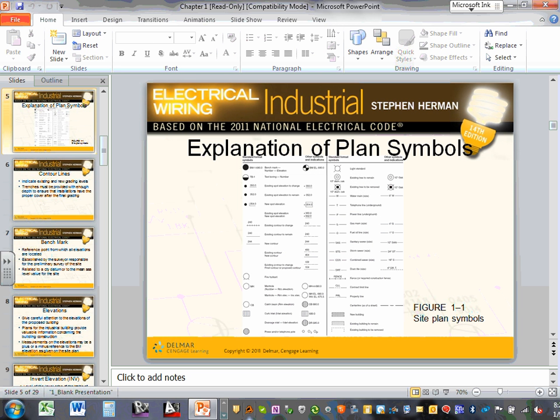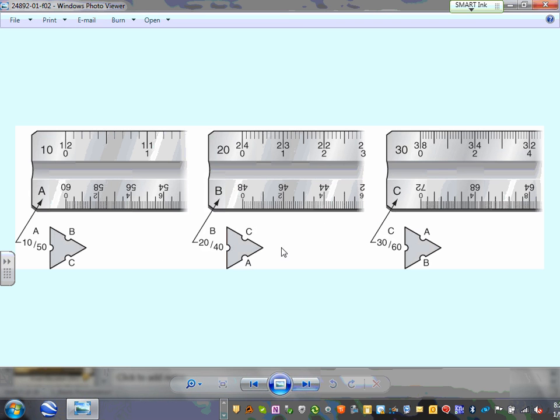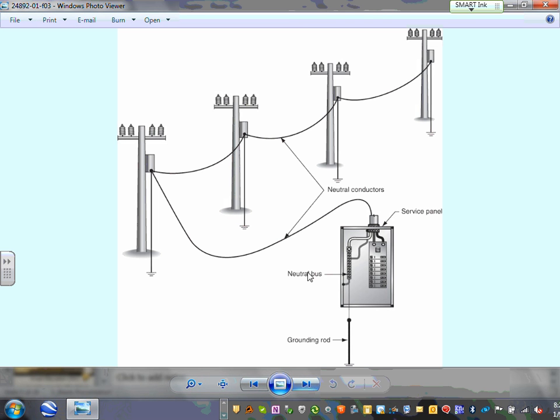So that's what I have. I want to show you a couple of other pictures, guys, and then see if we missed anything. Okay, we talked about this one.